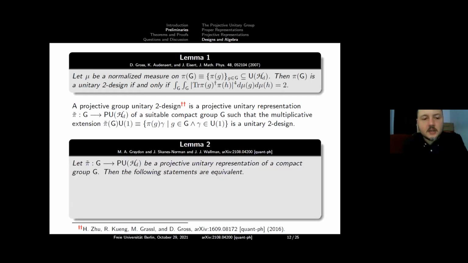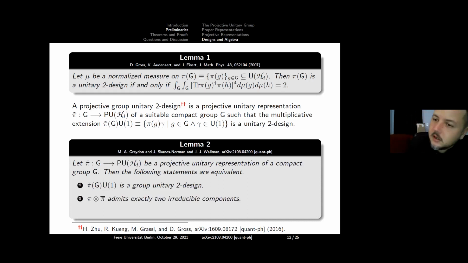Here's a little lemma. Let G be a compact group and let pi twiddle be a projective rep. Then the following statements are equivalent. 1, it generates a design. 2, the conjugate tensor square admits exactly 2 irreducible components. Not more, not less. 3, the norm of the character of the conjugate tensor square is the square root of 2.